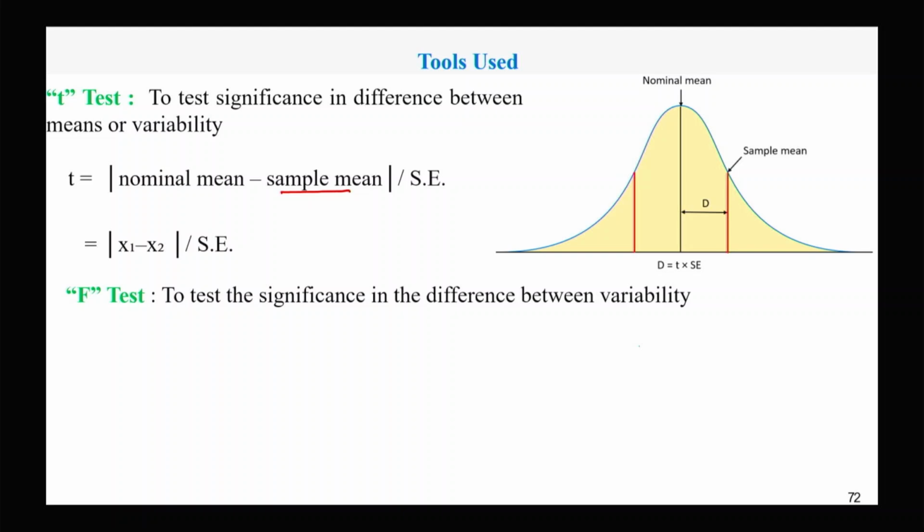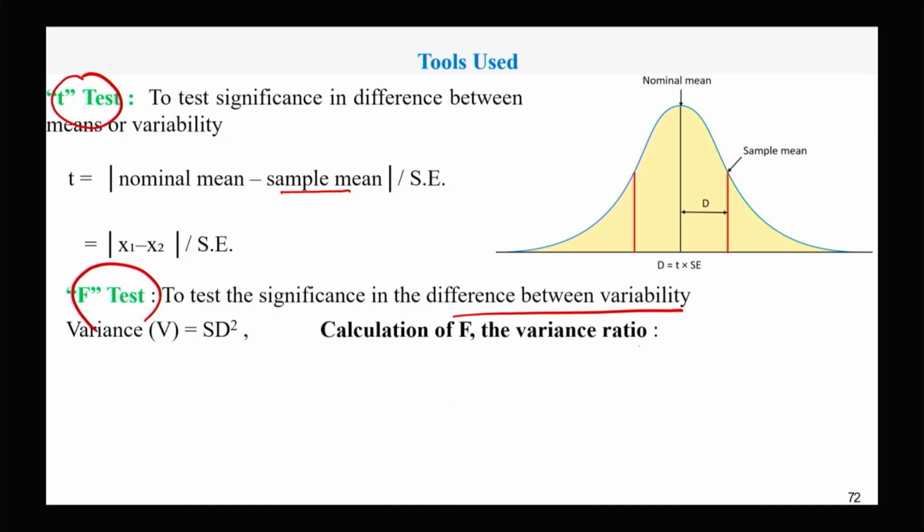F test is used only for the significance test of variability. Like t test, we can use it for both variability and mean, but F test is used only for difference between the variability, and F test is relatively simpler than the t test. T test needs some calculation, but F test is a one step calculation.